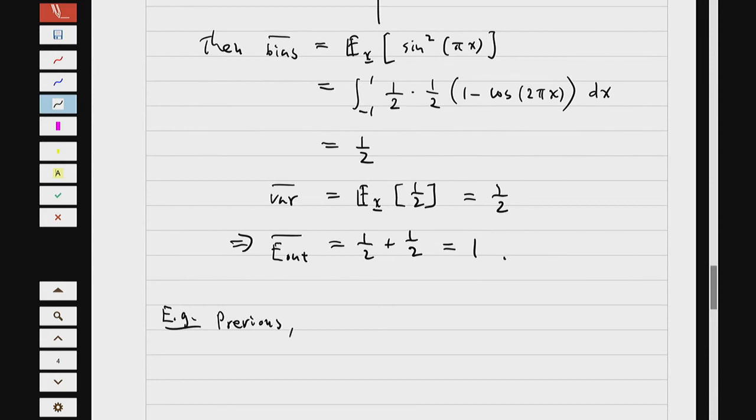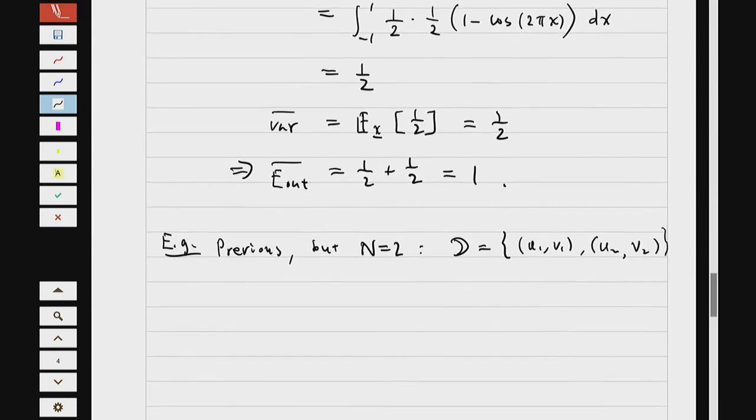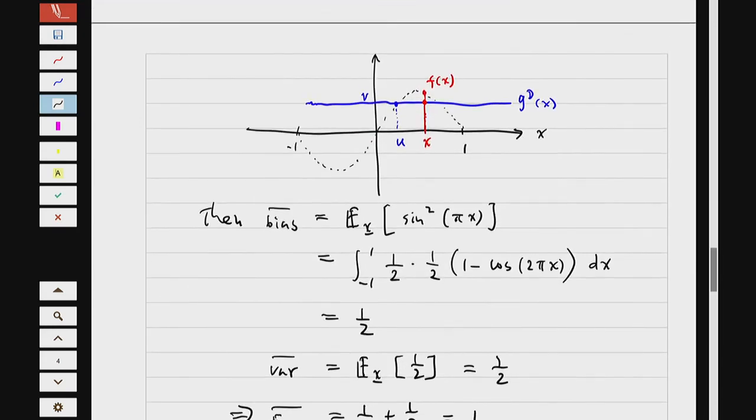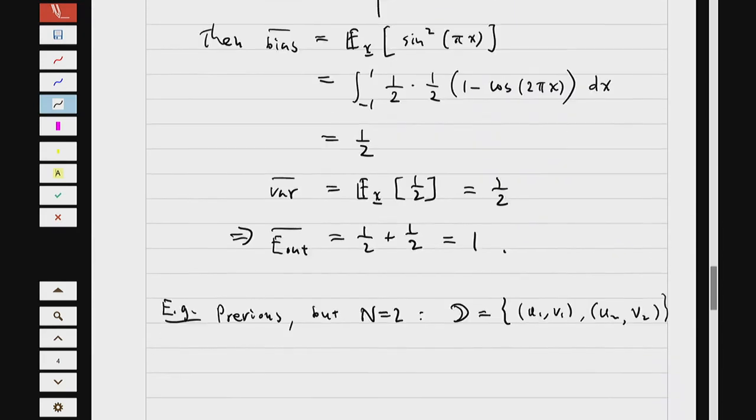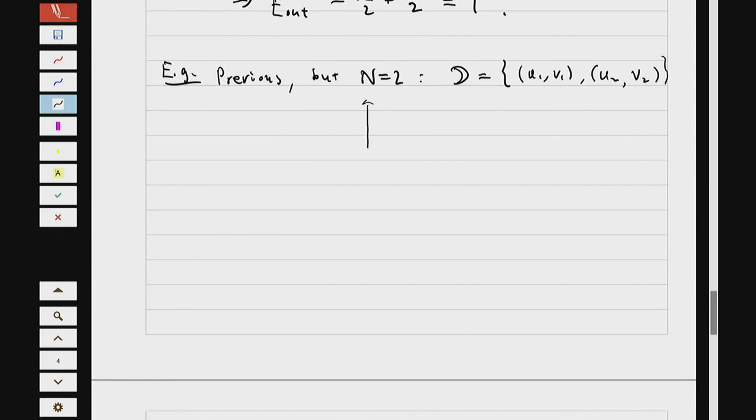We're going to use the previous example, but we have 2 data points. So in other words, D. Let's say we have U1, V1, and then U2, V2. Yeah, 2 data points. So I'm going to just copy and paste that figure over, I think. You know, easier to just draw again. -1, 1.